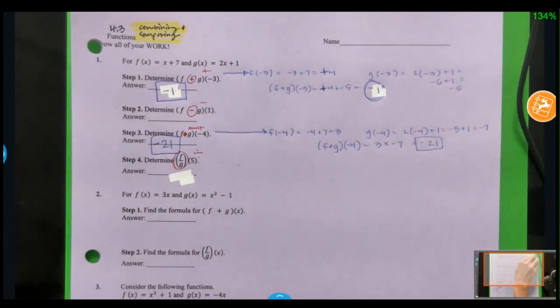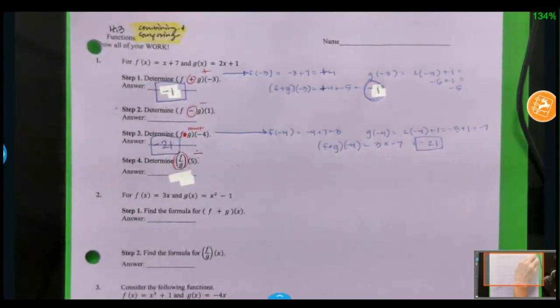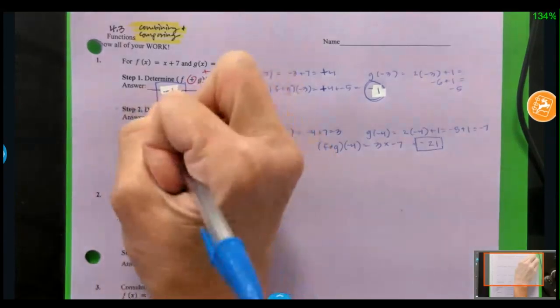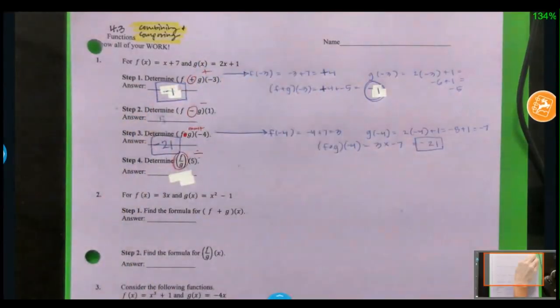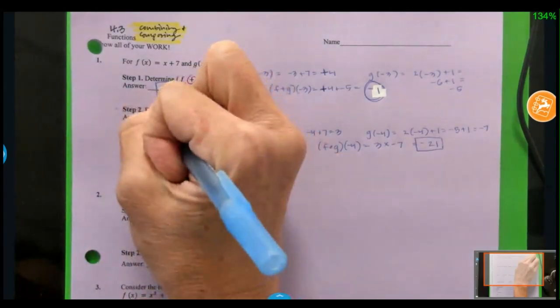All right, let's do the last one together, step 4. I did step 1, I did step 3. Those of you that did step 2, what did you get for your answer? 5, that is correct. This one is 5.